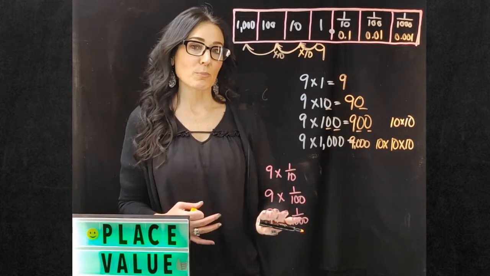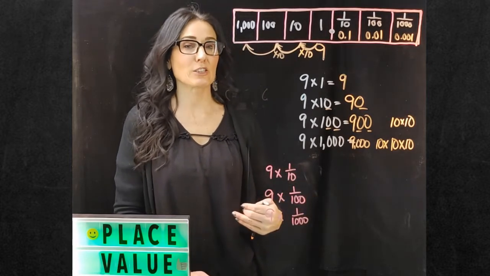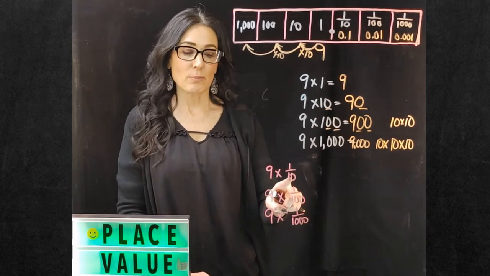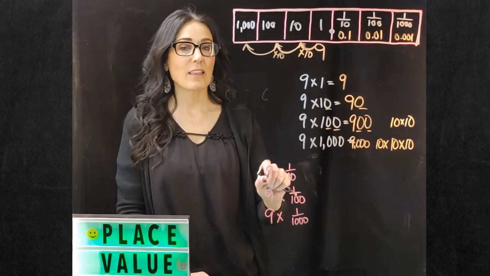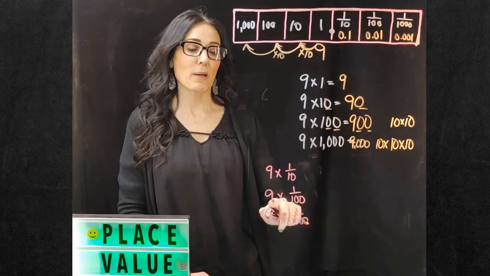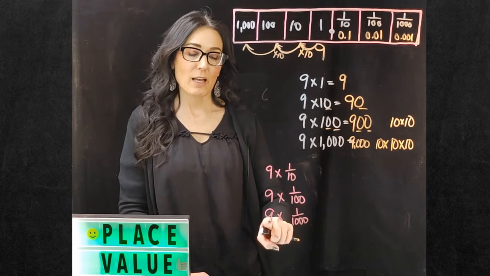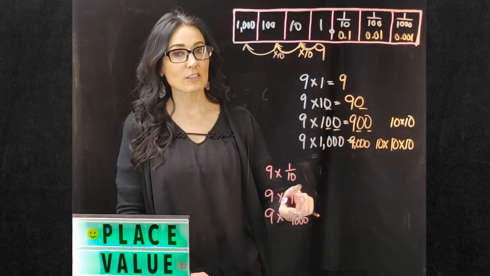Okay? When you multiply by something below the decimal or less than 1, your numbers are actually going to get smaller. So this actually means when you multiply by 1/10, that means it's going to be 10 times smaller. When you multiply by 1/100, it's going to be 100 times smaller. When you multiply by 1/1,000, it's going to be 1,000 times smaller.